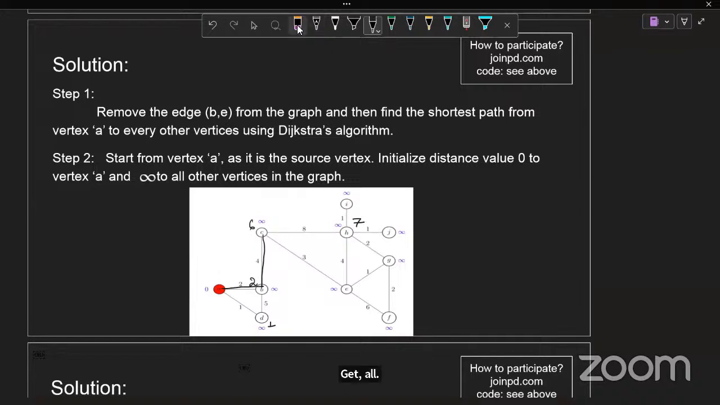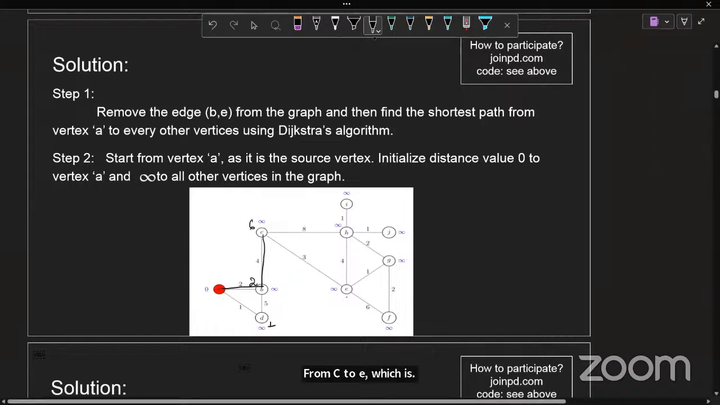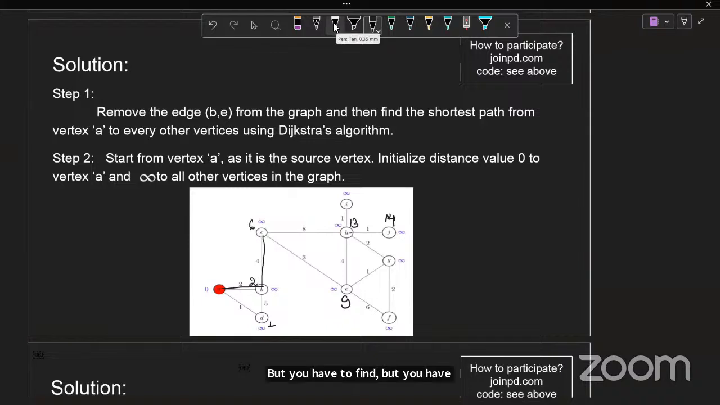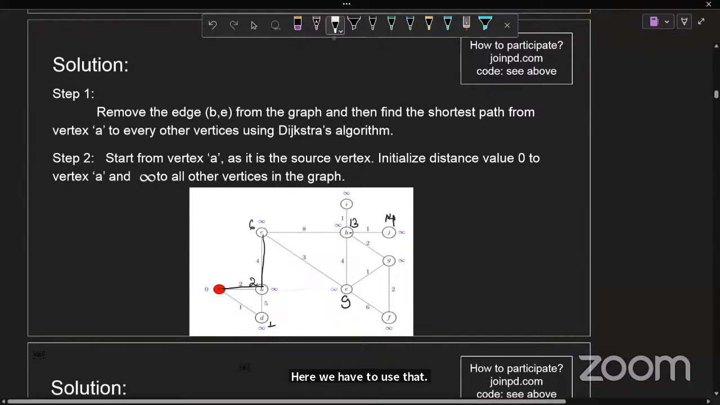So the shortest path from C to E is 6 plus 3, which is 9. And from 9 to 4, we will have to take, it will be 13. And now 13 to H to J, this is the shortest path. This is only one way, so it will be 14. But you have to use this way. You have to find this way.